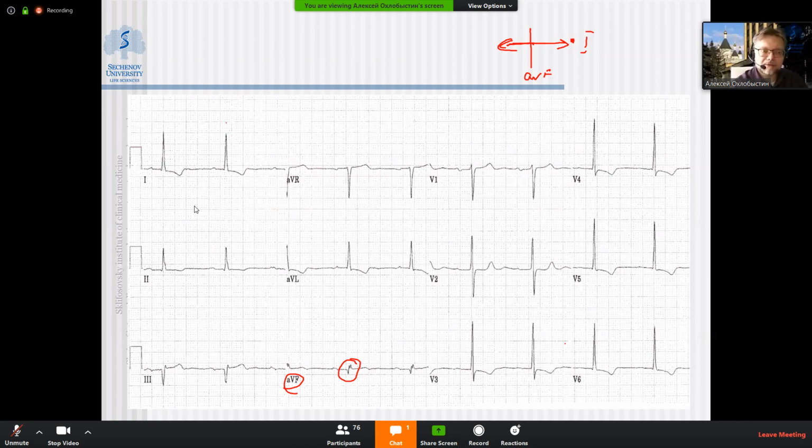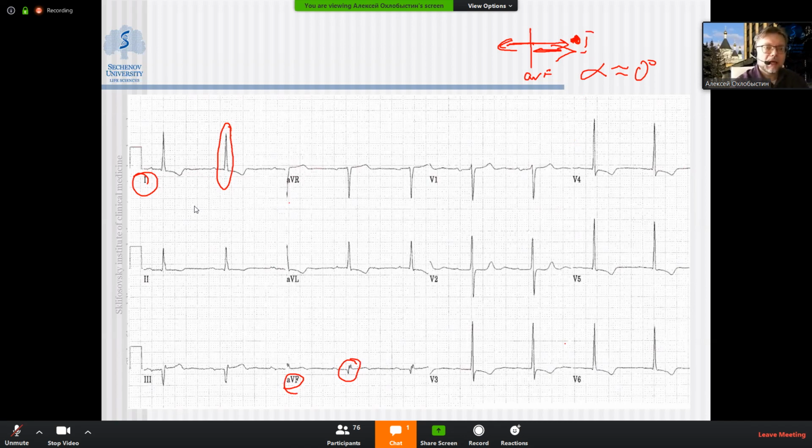In this case, you have a tall, and by the way, it's tallest of all, positive deflection. It means that mean vector of the heart is going in this direction towards positive electrode of first standard lead, and therefore angle alpha is about 0.